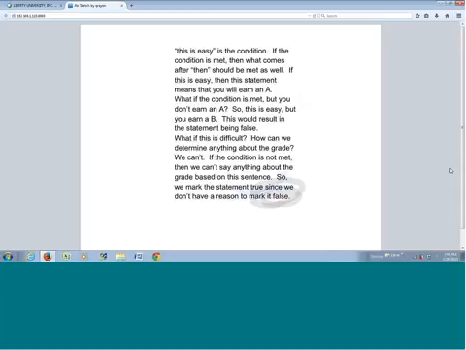This is easy is considered the condition. So if the condition's met, what comes after the then should be met as well. So if this is easy, then the statement means you will earn an A. So in that case, it would be true, right? If it's easy and you earn an A, you have something that's true. But let's say the condition is met, but you don't earn an A. So it's easy, but you earn a B.